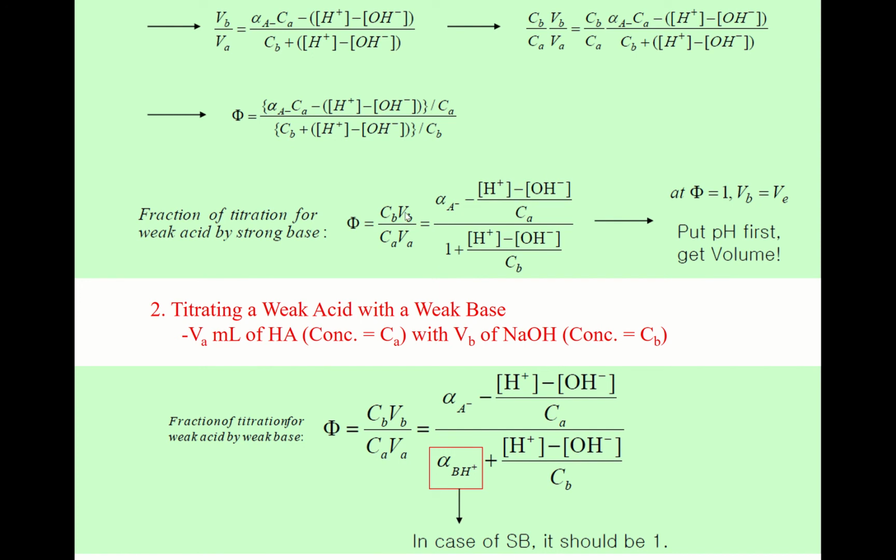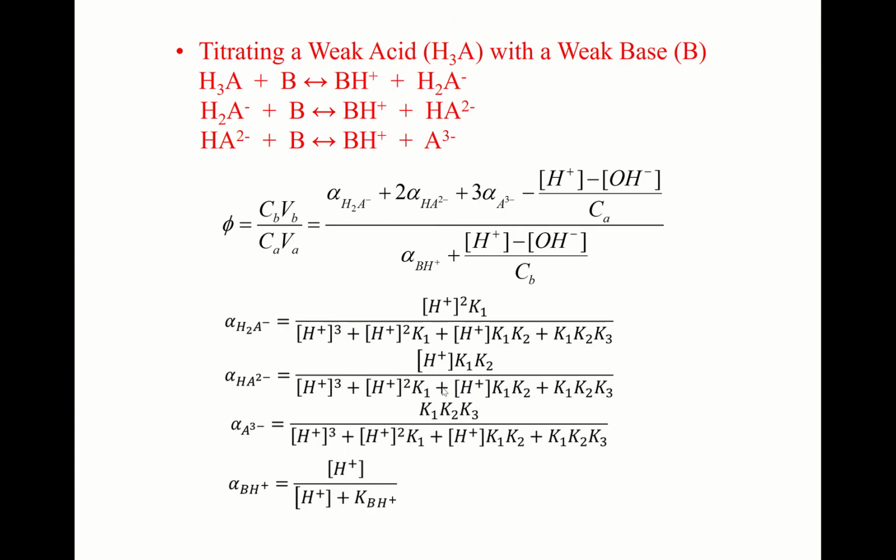Now this example is titrating a weak acid with a weak base. This is not usual practice, but anyway, theoretically it is possible to titrate a weak acid with a weak base. The equation for phi is similar, a little bit different here. In this case again, we first determine the pH, and then we find out the base volume.